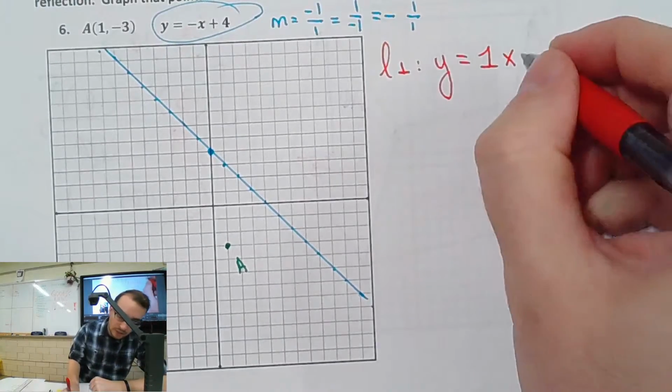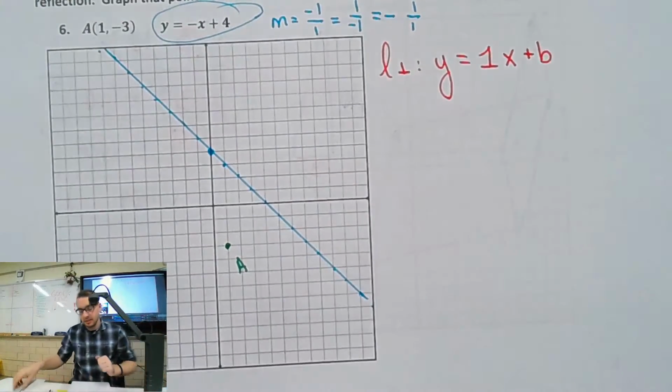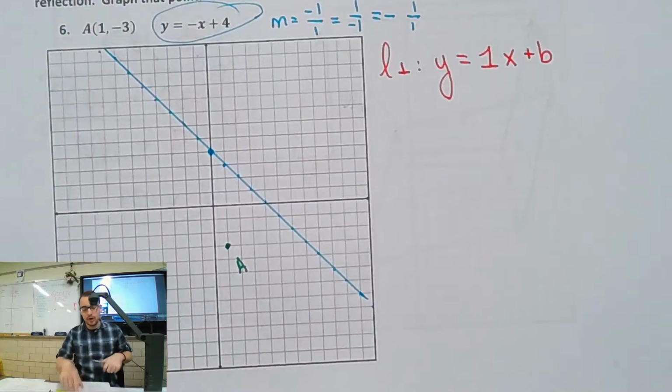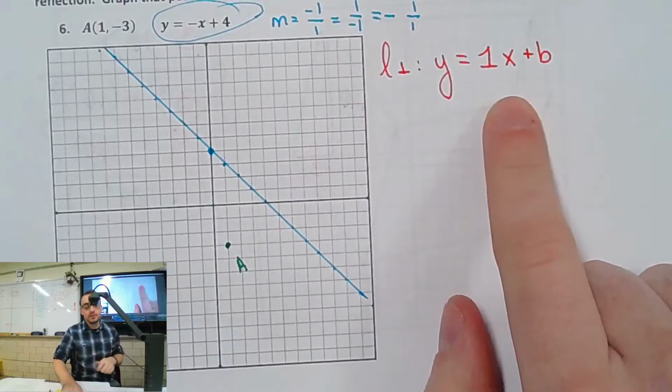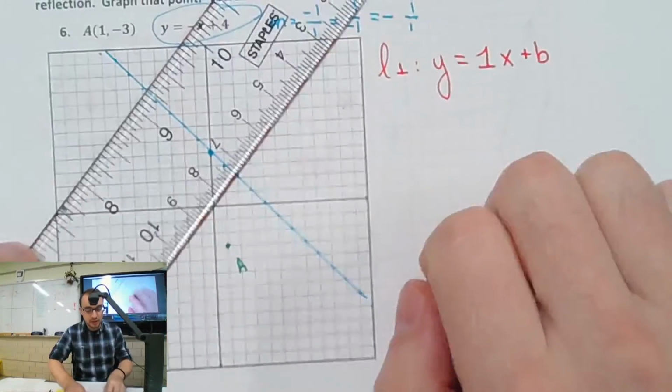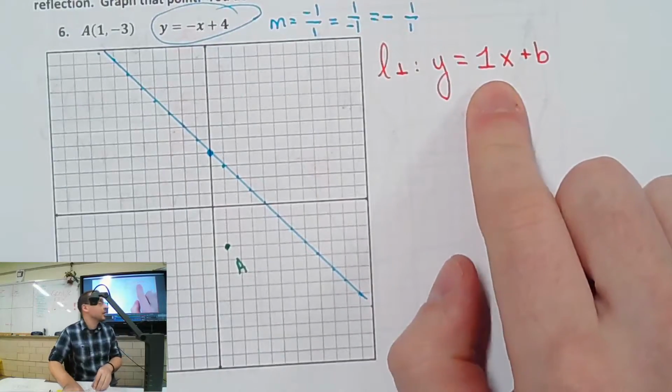That's the perpendicular slope. We don't know what b is because we need to figure out what it has to be in order for the line to go through (1, -3). Right now, this represents all possible perpendicular lines. Here's a line that looks perpendicular. Here's a line that looks perpendicular, right? There's lots of them. As long as they have a slope of 1, they're going to be perpendicular.